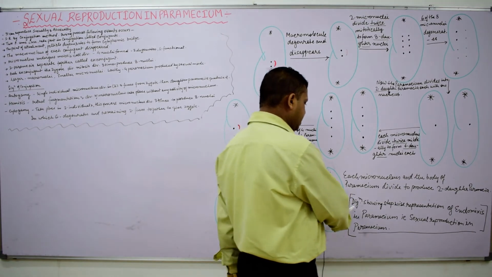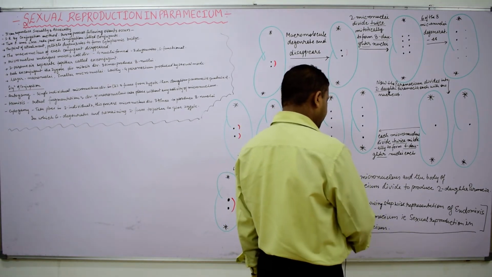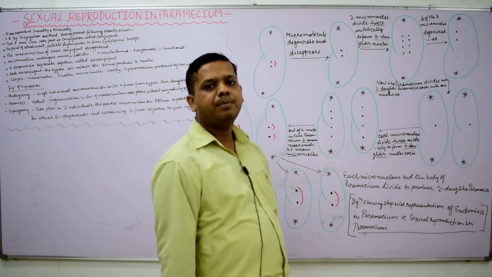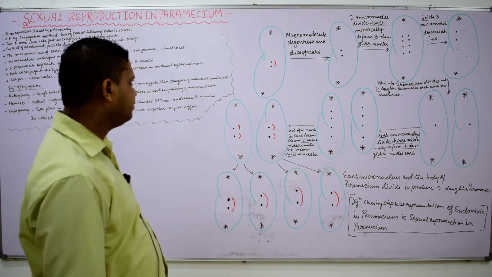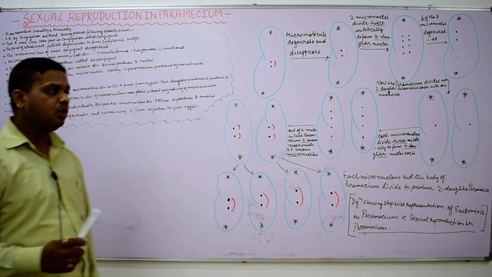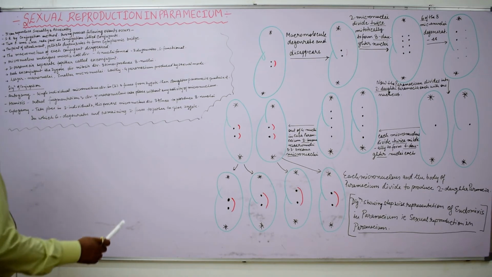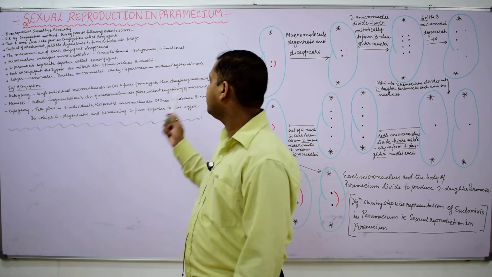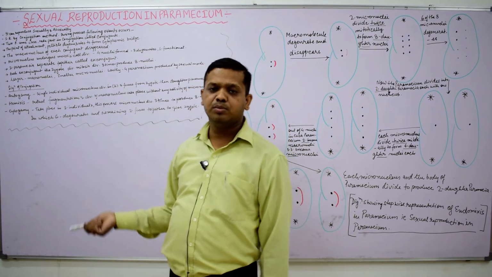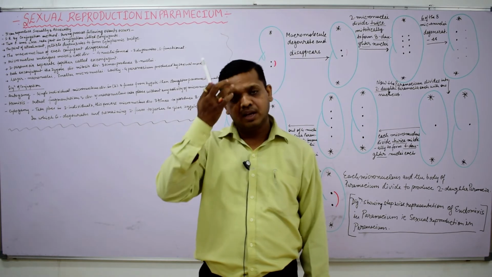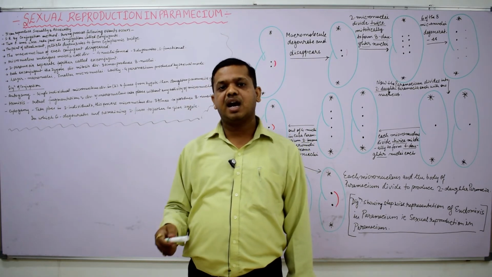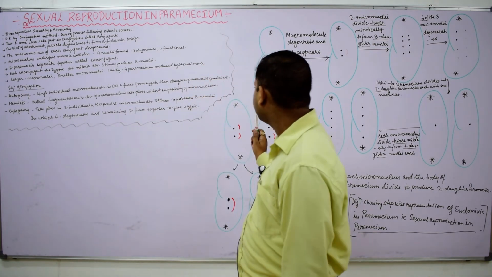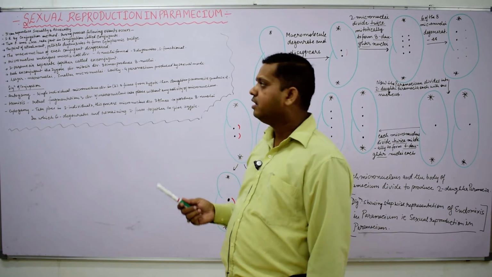So what is this diagram showing? This diagram shows a stepwise representation of endomixis in Paramecium, also known as sexual reproduction in Paramecium. Now we will understand with the help of text what is happening in this diagram. Paramecium can reproduce sexually or asexually. It can reproduce by asexual mode and also by sexual mode, as we know. In the previous slide we understood how Paramecium divides by asexual reproduction, and in this slide we understand how it divides sexually.